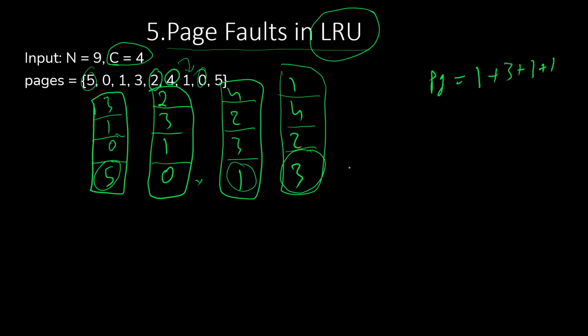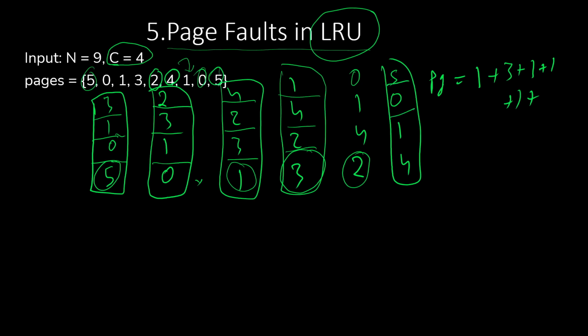Now 3 will be removed, 2, 4, 1 and 0 will be there, and this will be plus 1. 0 is not there, so we are adding plus 1 here. After this, again 5 is also not there. Remove the least recently used, giving 4, 1, 0, 5. So this will be our final list capacity and the loop will end after this, and we add plus 1 because 5 is not there in this capacity. So the total page faults come to 4, 5, 6, 7, 8. So we have 8 page faults in this example.